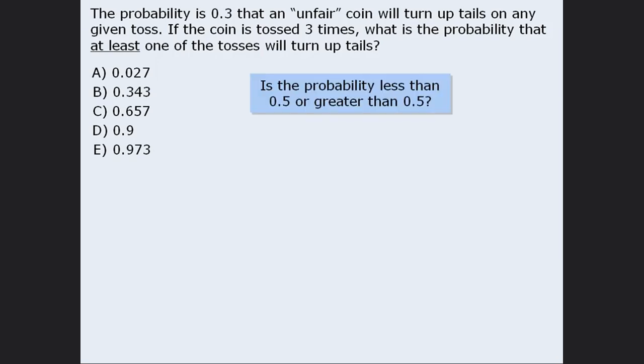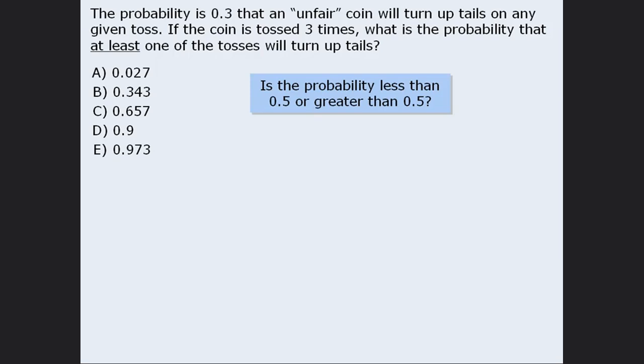Well, first, you should try to get a feeling for the correct answer. Does it seem kind of likely that at least one of the tosses will turn up tails? Does it seem very likely? Or does it seem very unlikely? We might ask, is the probability less than 0.5 or greater than 0.5?